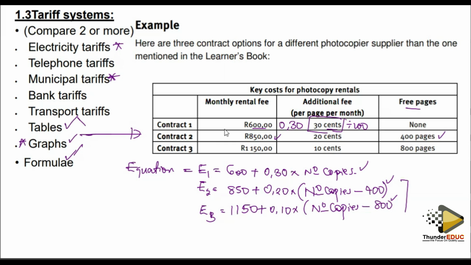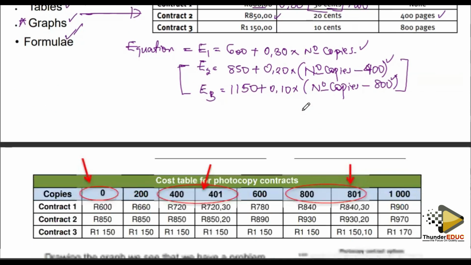Someone might ask us, when does the formula start working? For example, for contract number 2, the formula will start working if the person has used over 400 copies. Whereas for contract number 3, the formula will start working if the copies have exceeded 800. For contract number 1, this is straightforward. It starts counting immediately. All right, let's look at the table, how it looks.